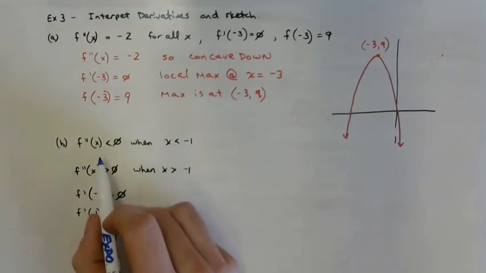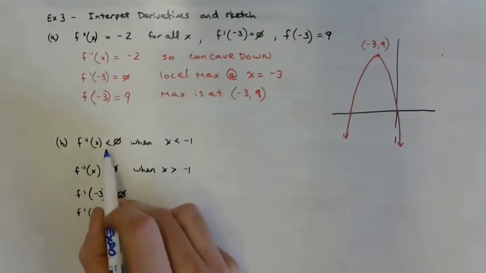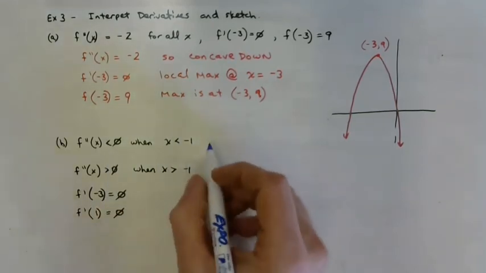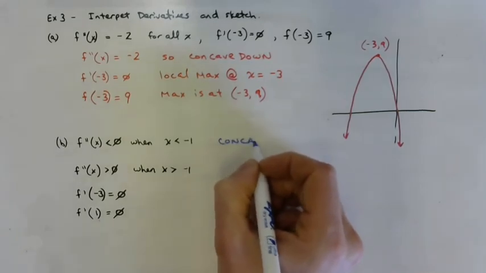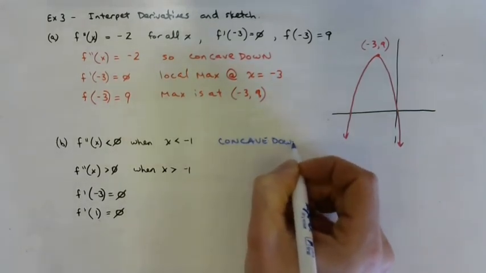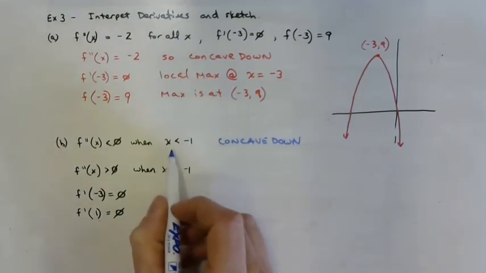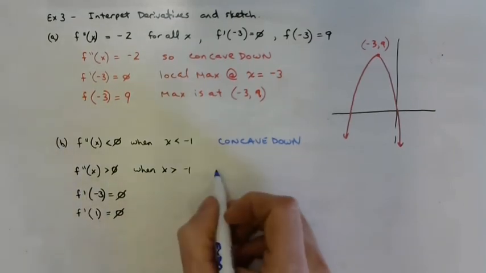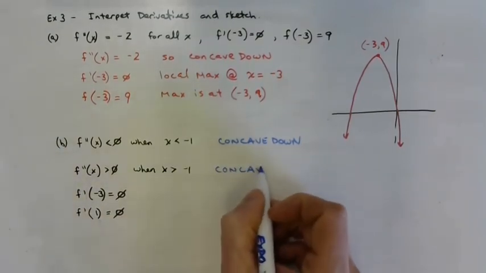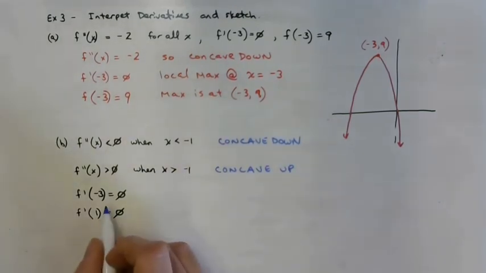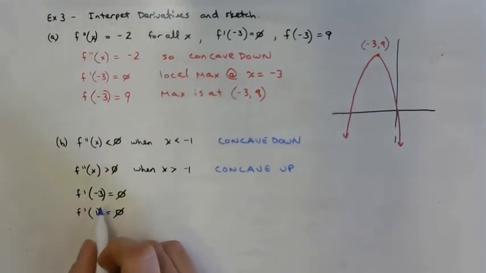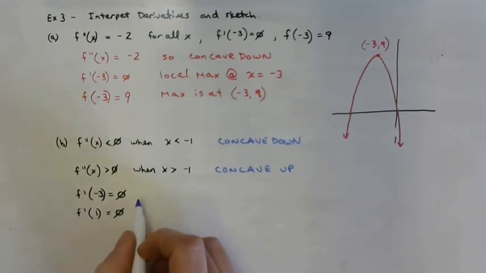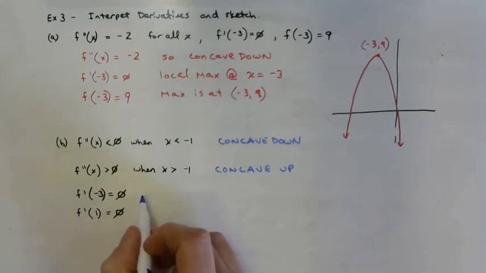All right, what do these things all tell us? If the second derivative is negative, then we have concave down over this interval. So concave down to the left of -1. In the next interval, the second derivative is positive, so we have concave up. Then we are told that at -3, the first derivative is equal to 0. So that's a critical point, which means it's either a max or a min.